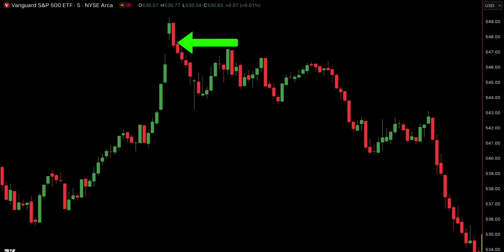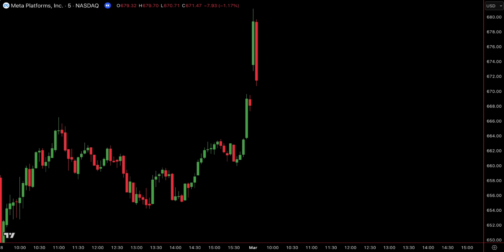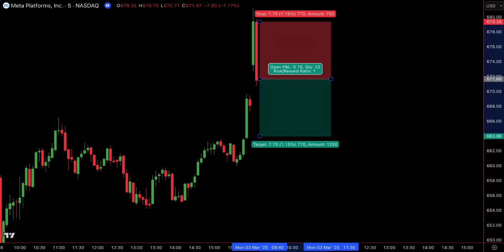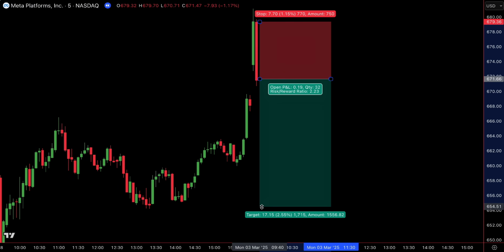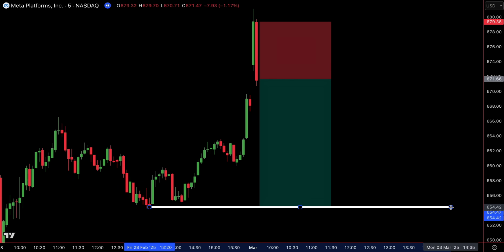So, how do you trade the gap trap? Let's say you spot a bearish gap trap. The market gaps up, but then quickly rolls over and reverses. That's your cue to go short. You place your entry at the close of the reversal candle, the one that forms right after the gap move fails. Your stop loss goes just above that candle's high, and your target is the next key support level. Now look at what happened next.